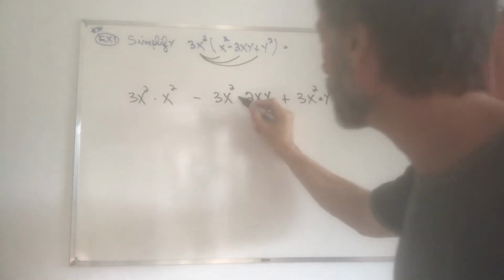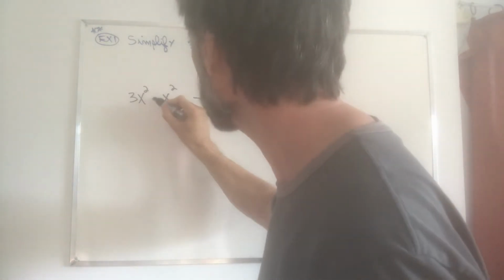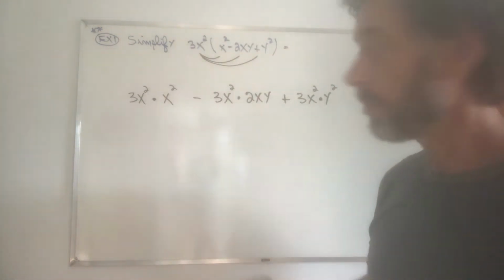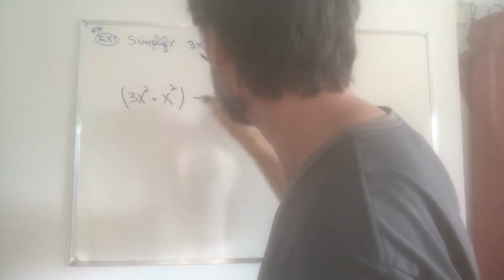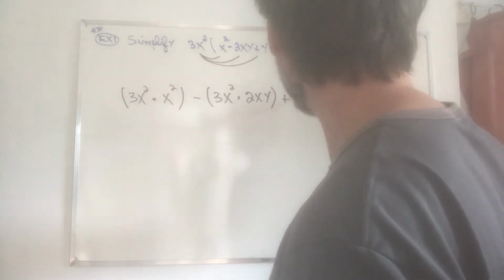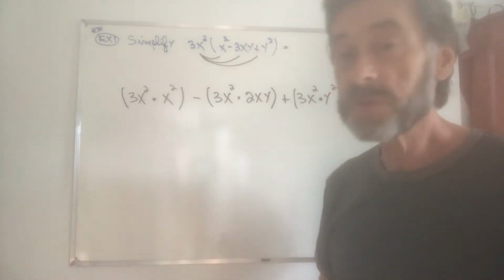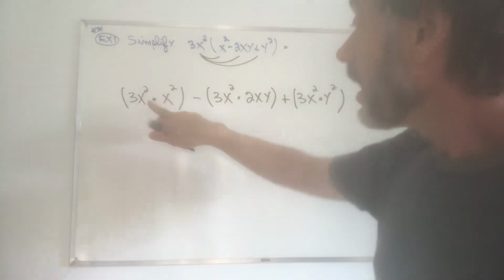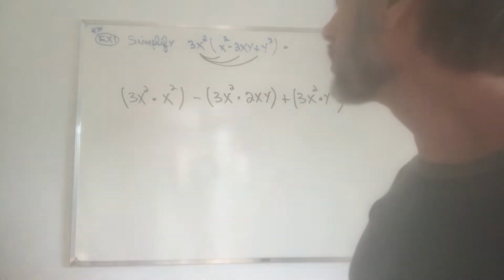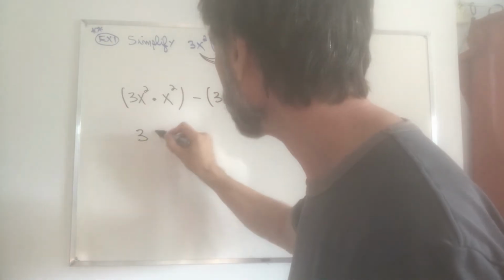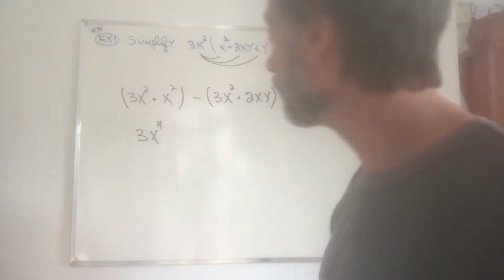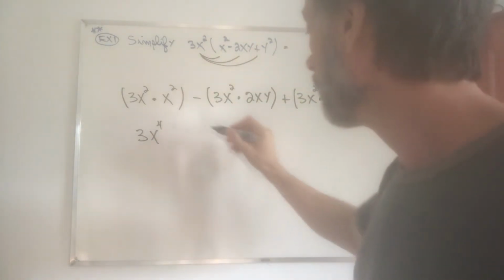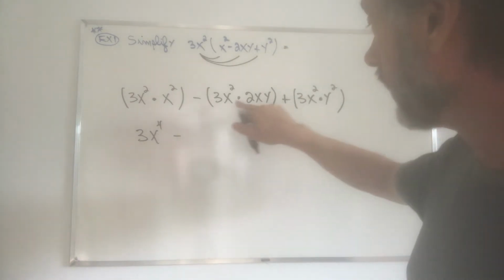That's a times, that's a times, and that's a times. If you want, you can put brackets here. No hurt. Nothing bad done if we do that. It's not super necessary, but if it helps you see what's going on, do it. Rules of exponent. x squared times x squared. That's x to the 2 plus 2. x to the 4.